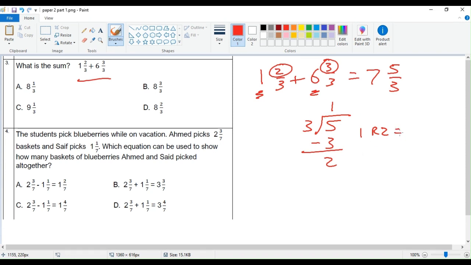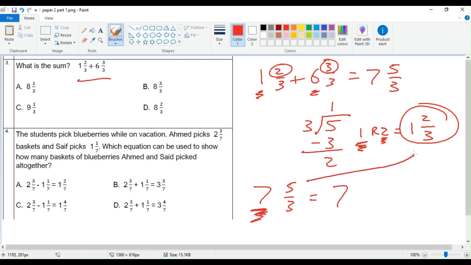1 remainder 2. We change that into a mixed number by copying the whole number. The 1 here is our whole number. The remainder, the 2, is our numerator. What we divided by, the 3, is our denominator. We go back, and we had 7 and 5 thirds, and we're going to change that. We keep the 7. We've swapped the 5 thirds for this.